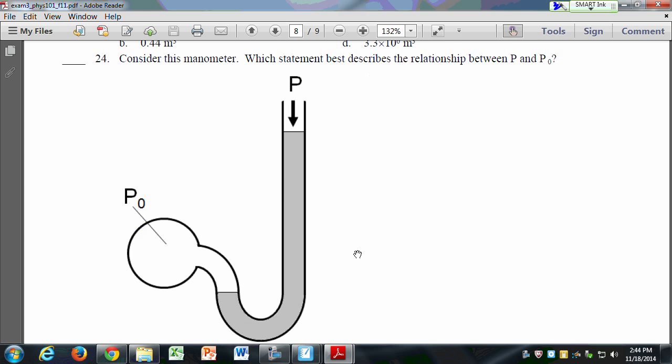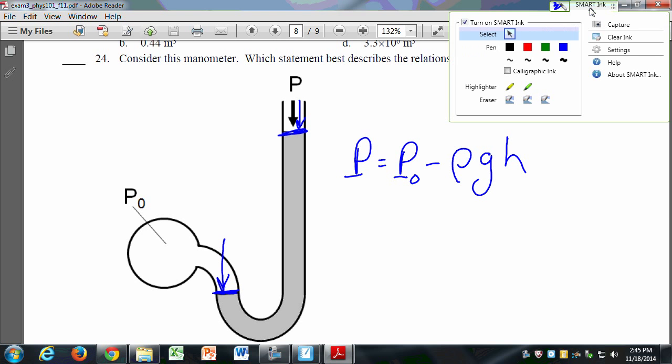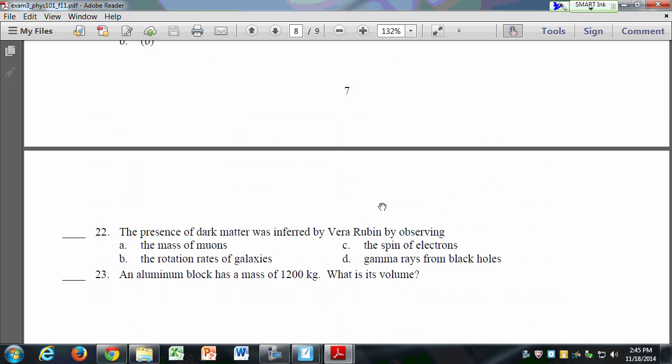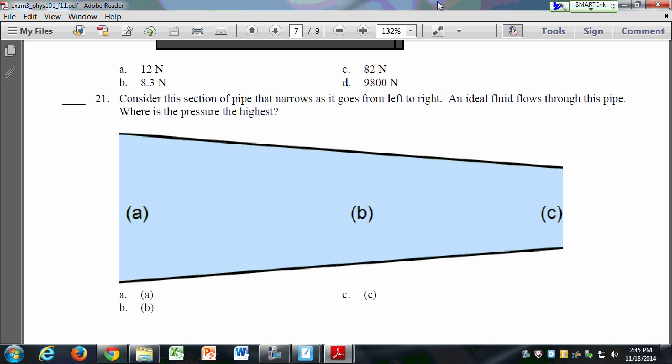Here's one about the manometer. That's just the relationship between P and P naught. Which one's bigger here, P or P naught? P naught is bigger, right? Because this level of the fluid is lower than this level of the fluid. So this force is bigger than this force, or that pressure is bigger than that. If you're finding P, you would say P naught minus rho g h, if you actually had numbers. You didn't in this problem, but if you did, that's what you would use. That's it. Let's see, we can look at some others if you want.